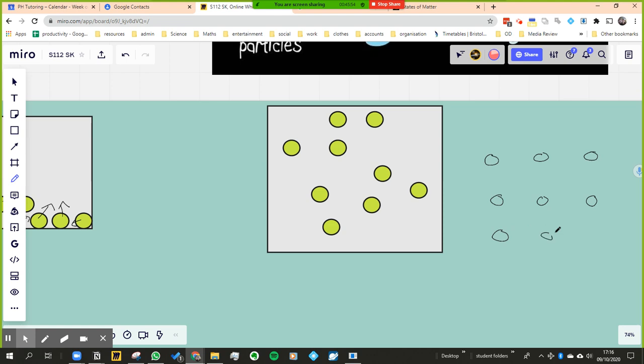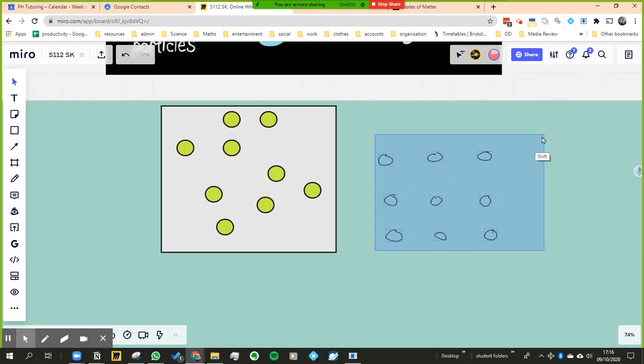This would not be okay. They're far apart, but they are in a pattern. So just draw them any old how, no pattern, and that's a gas.